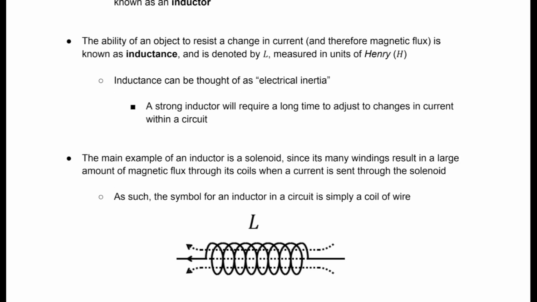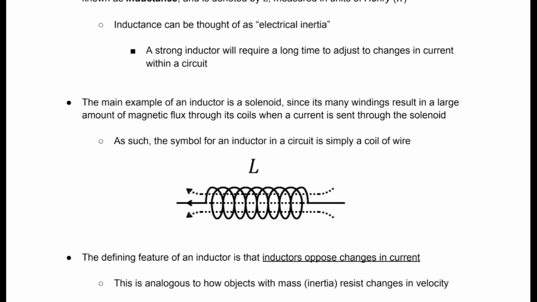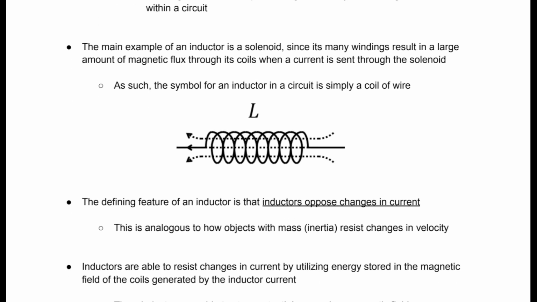So inductance can always be thought of as electrical inertia, and inertia being a resistance to change. So we'll be connecting this to mechanics a lot. And the easiest way to make an inductor is just to wrap a bunch of coils of wire very close together, making this solenoid, because it has really strong confined magnetic fields, and thus would have a very rapid flux change if the current was altered through the loop.